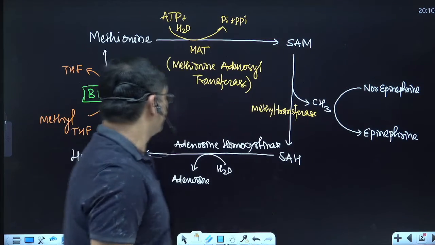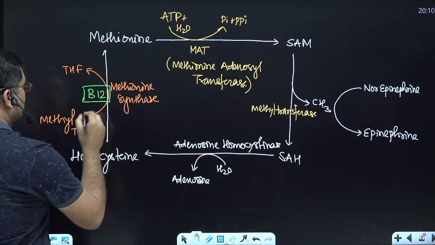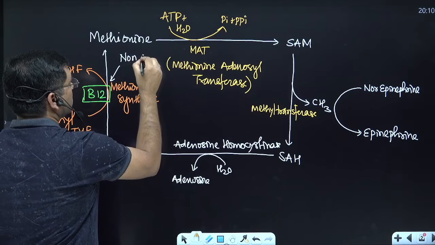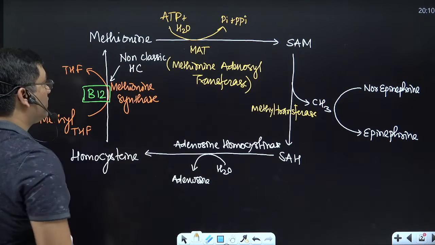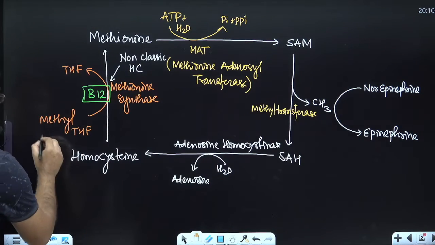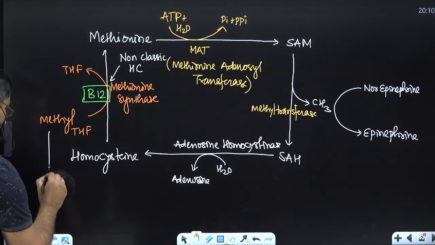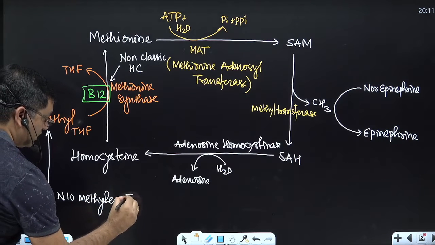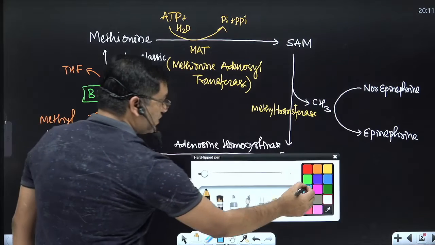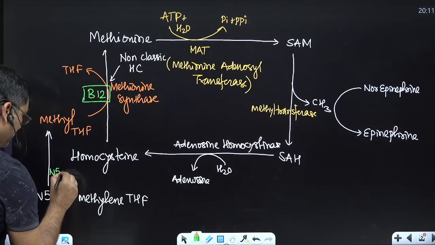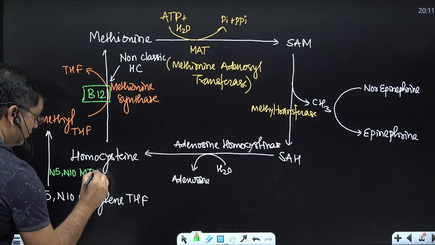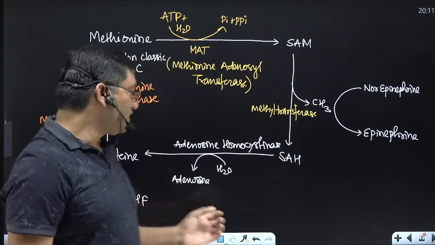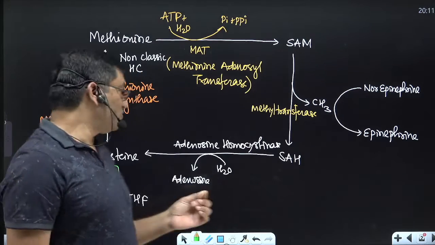Now defective synthesis of methyl B12 causes non-classical homocystinuria. There is also defect in the synthesis of methyl tetrahydrofolate, which is synthesized from N5,N10-methylene tetrahydrofolate with the help of the enzyme N5,10-methylene tetrahydrofolate reductase. This is an important enzyme, and defect in this enzyme causes non-classical homocystinuria, that is homocystinuria type 2.